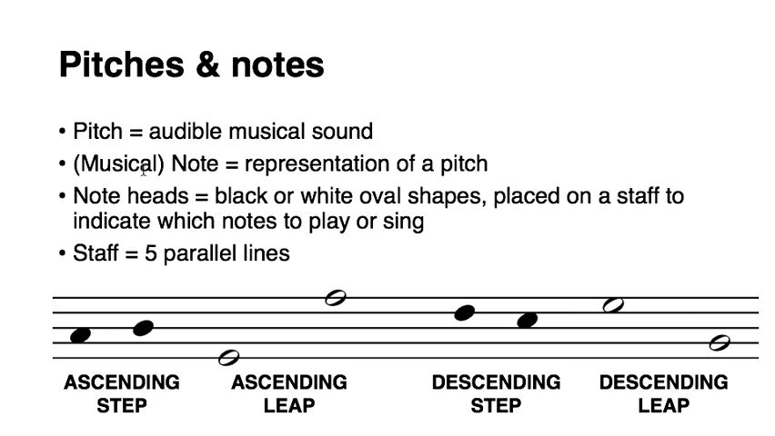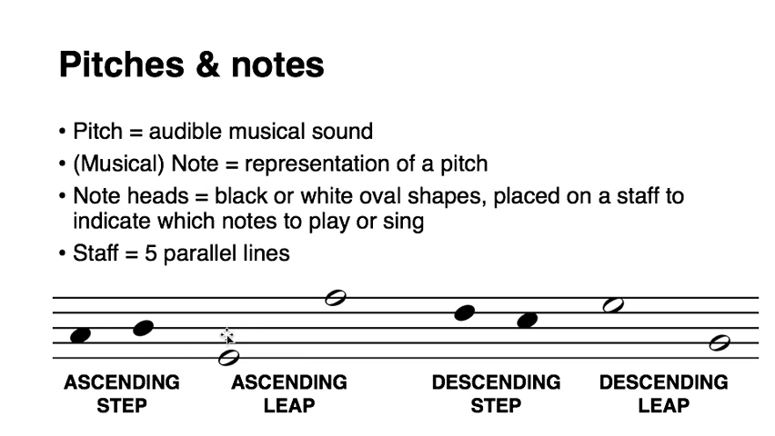Just like in languages, sounds are represented in print with letters. Notes are written as black or white oval shapes on a staff, just like this. There is a distinction between black and white note heads, but it's not one that is important at this point, so don't worry too much about it. Just know that they can be either filled or unfilled, black or white.